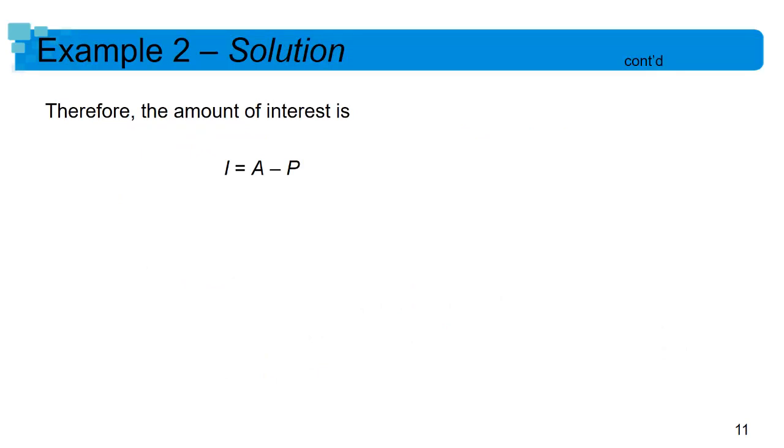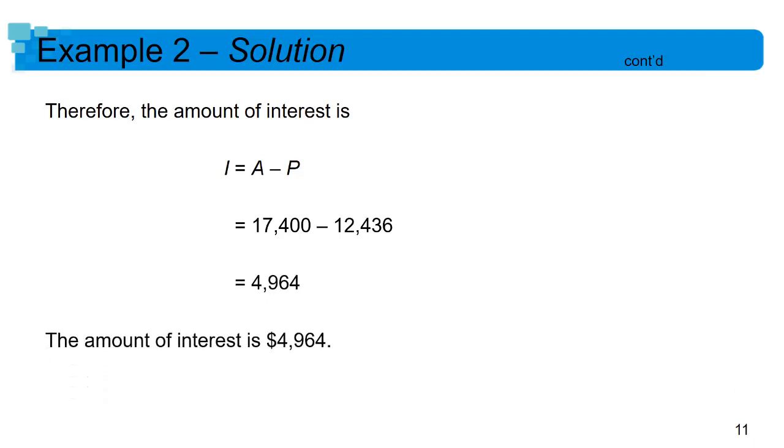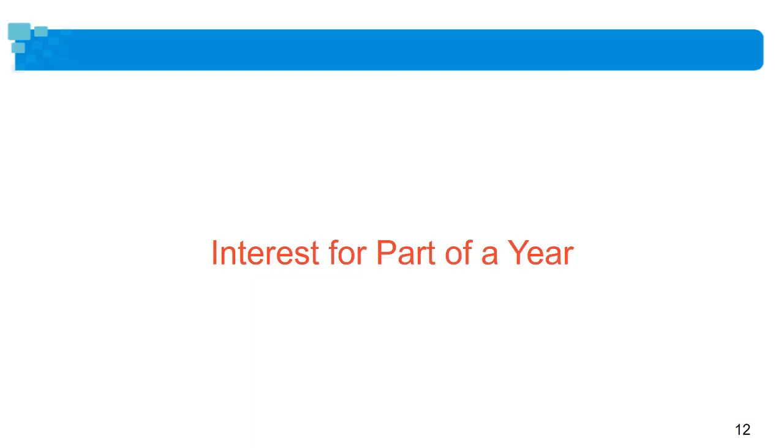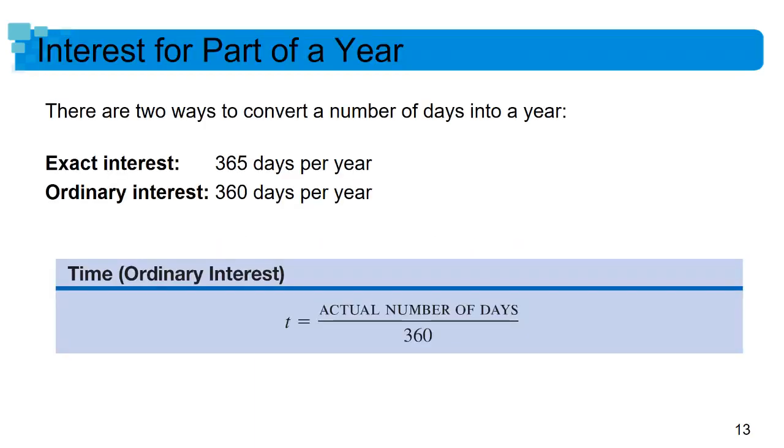And if you subtract, right, the interest is just the amount you pay minus the principal, you can see that in essence you're paying almost $5,000 in interest. That's pretty heavy, right? Okay, interest for part of a year. Remember, T is always as a year.